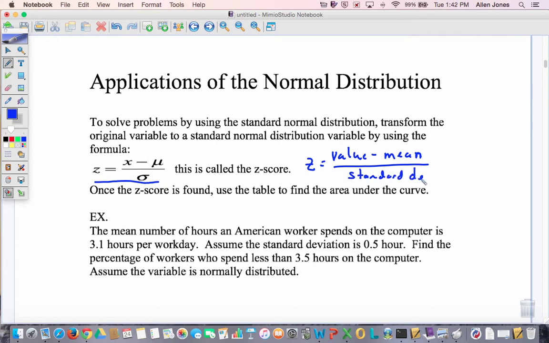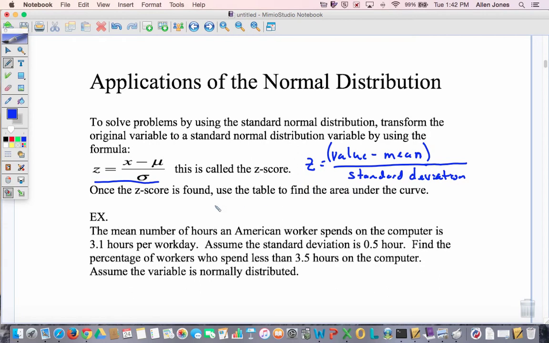Just making one quick point here. If you're using a graphing calculator, which most of us are, order of operations is applied there. So if we're going to type that all in at once, you need to type your numerator in parentheses, so it does that difference and then divides it by the standard deviation.